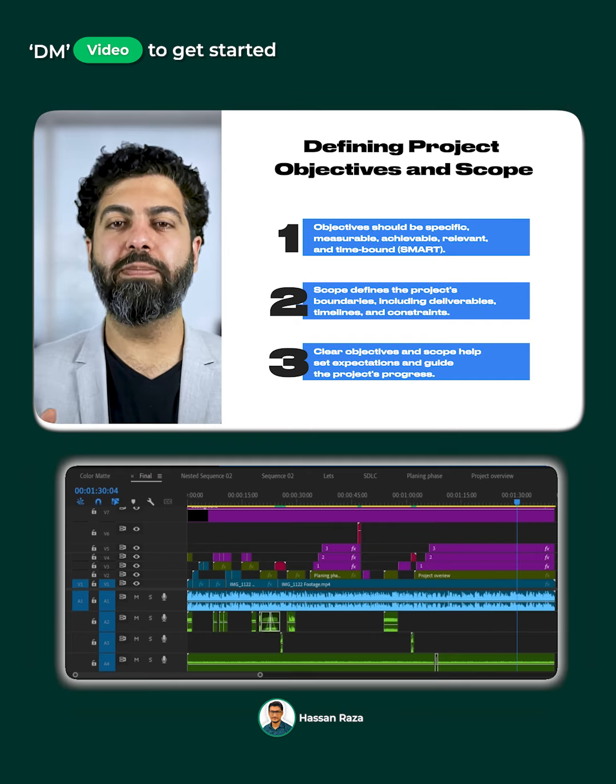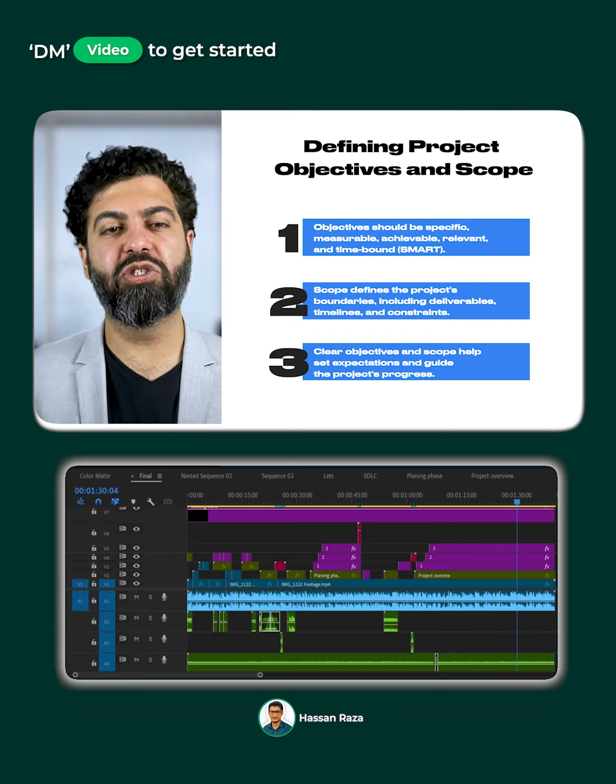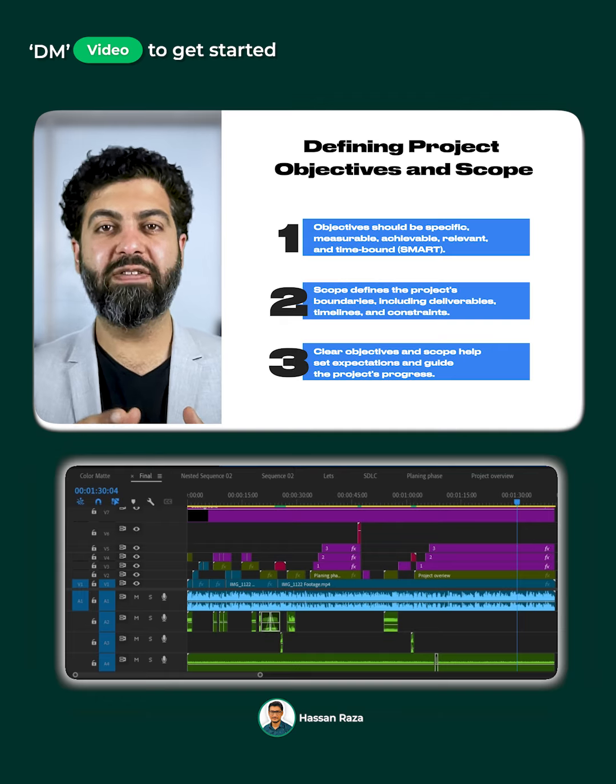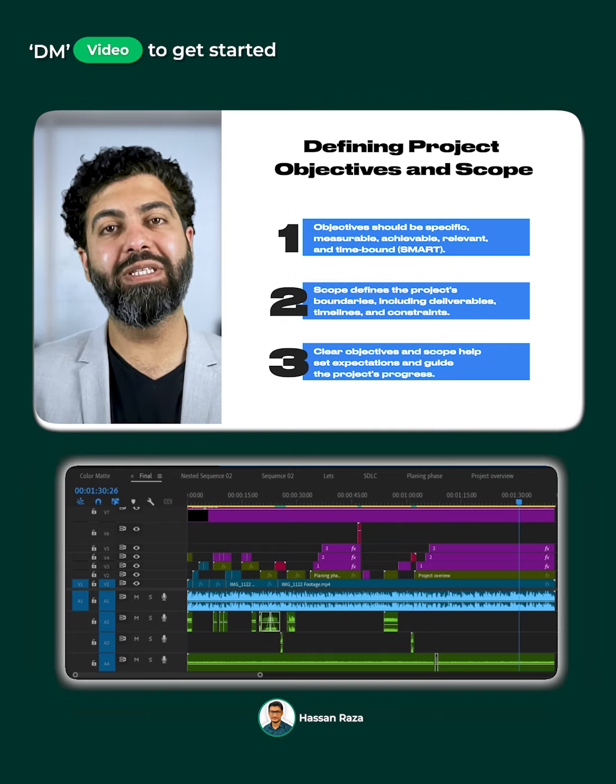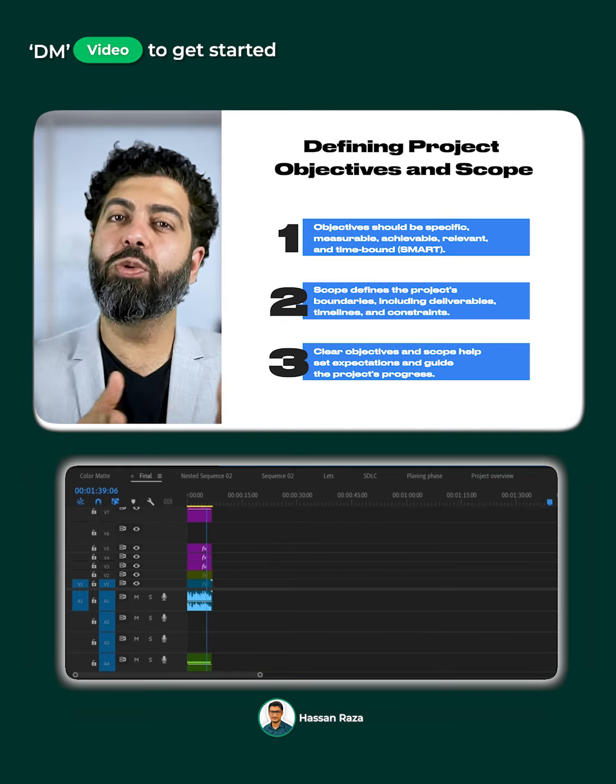Scope defines the project boundaries, including deliverables, timelines, and constraints. There has to be clear objectives and scope, and this usually helps you in setting the expectations right and guide you through the project's journey.